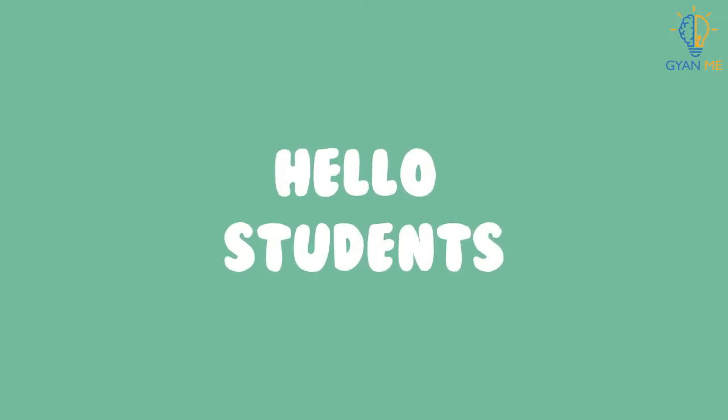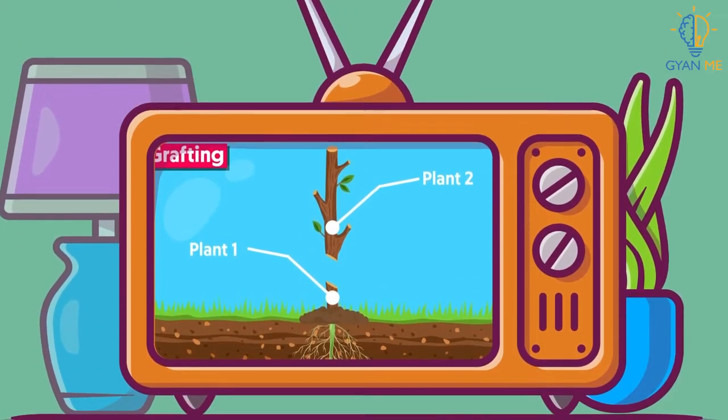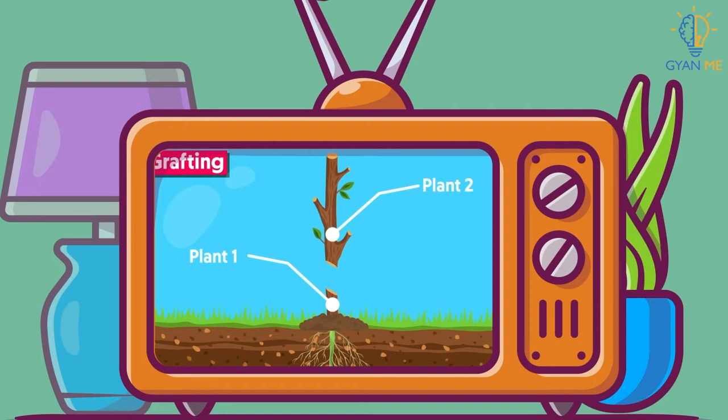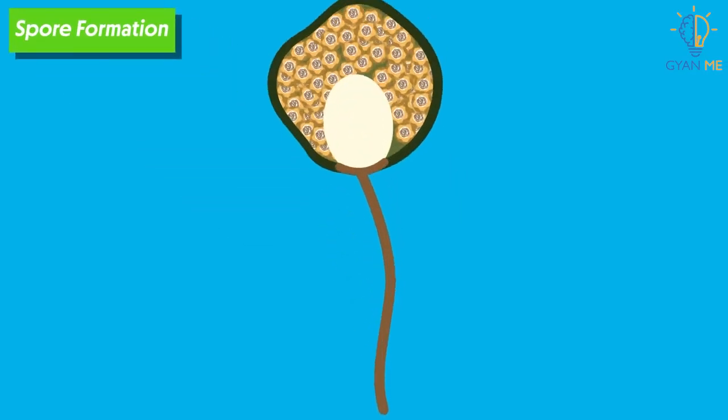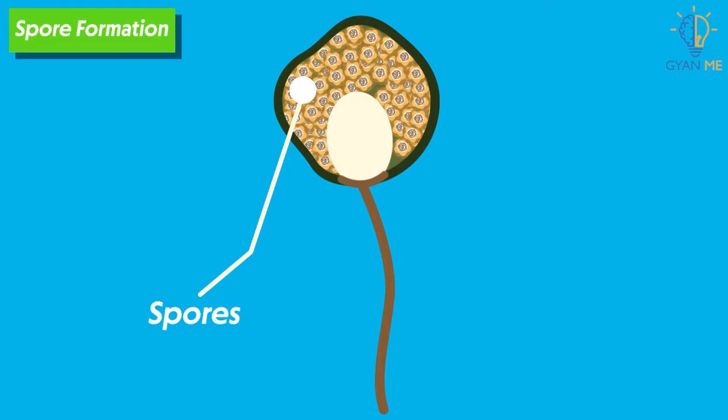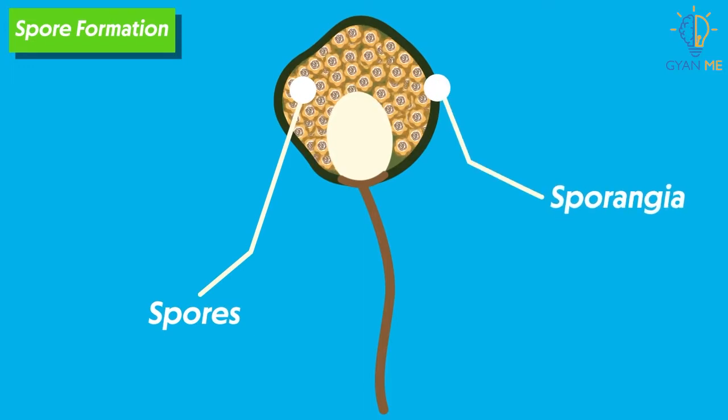Hello students! In our previous video, we learned about various methods of asexual reproduction. Today, let us learn one more method of asexual reproduction, that is spore formation. And what do you think a spore is? Spores are microscopic single-celled reproductive structures present in a sac called sporangia.